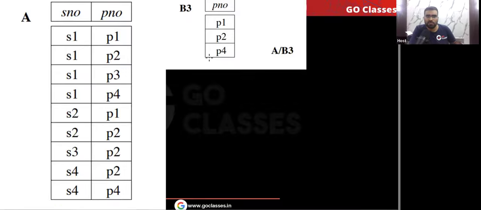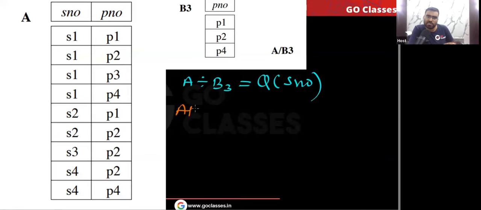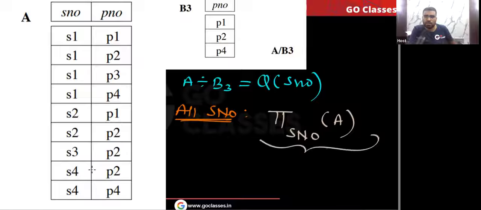See this example. You have this table and I want A divided by B3. If I do A divided by B3, what will I get? I will get S number, yes or no? So how to find all S numbers? That is very simple. From table A, you project S numbers. This will give you all the S numbers.